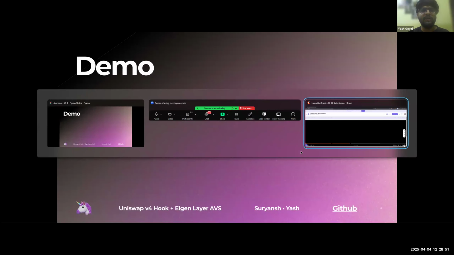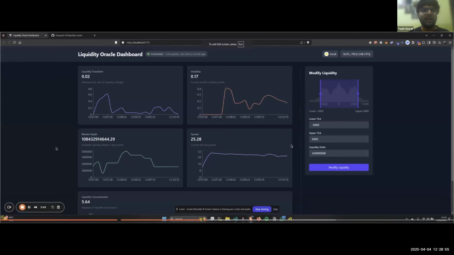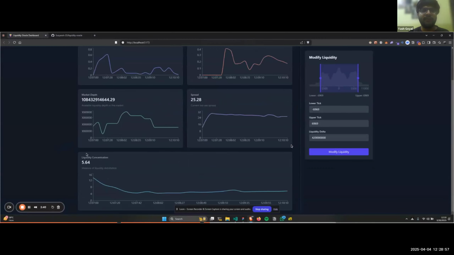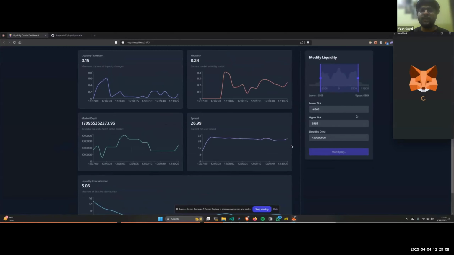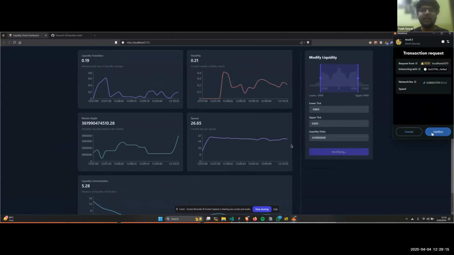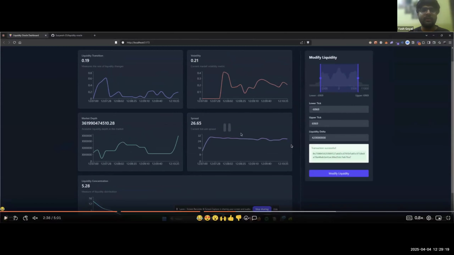So we're just going to quickly show you a simple dashboard that we built, and it's going to be a video presentation. So here is our dashboard, and we have all these metrics that Suryansh talked about. And on the right side, we actually have a simple modify liquidity to play with. By the way, this is all running on the local Anvil node. So we do this transaction, and the liquidity metrics are actually evolving in real time. So I'm going to quickly explain how this is going on.